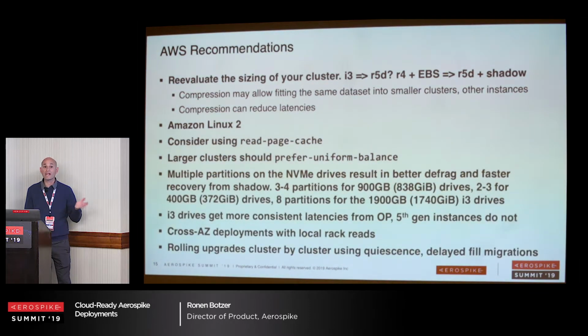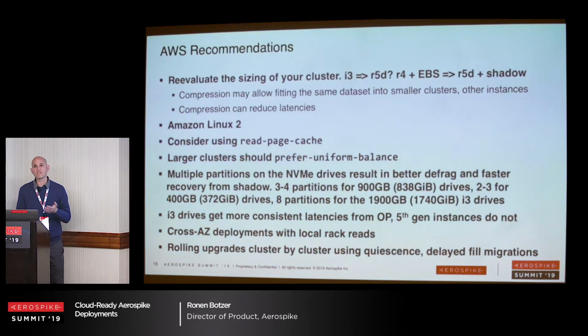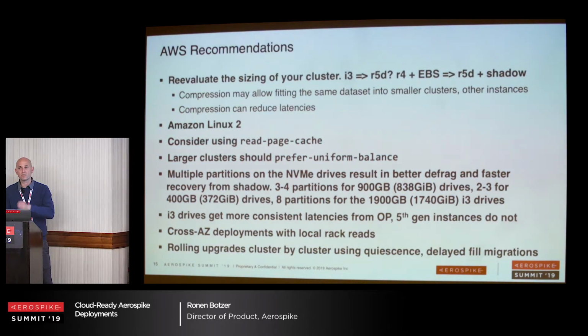Each device has its own write queue. Each device, so things like recovering from a shadow device. If you had a total loss, you reattached your shadow drives from EBS to the new drive, and now it needs to copy the data locally. That's going to happen much faster when you have more partitions. It's just much more efficient.